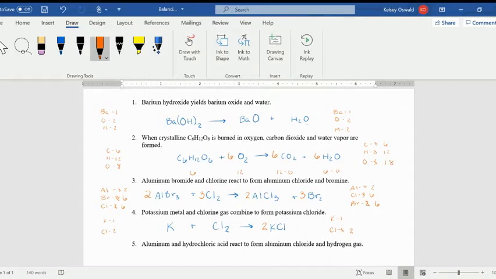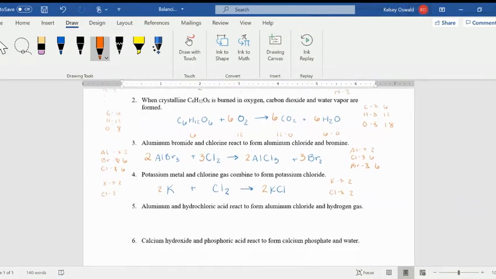And when I make 2 potassium chlorides, I get 2 chlorines, but I also get 2 potassium. So if I have 2 potassiums at the end of my reaction, that means I needed to start off with 2 potassium atoms at the beginning. So I'm going to need a coefficient of 2 in front of that potassium. Okay.